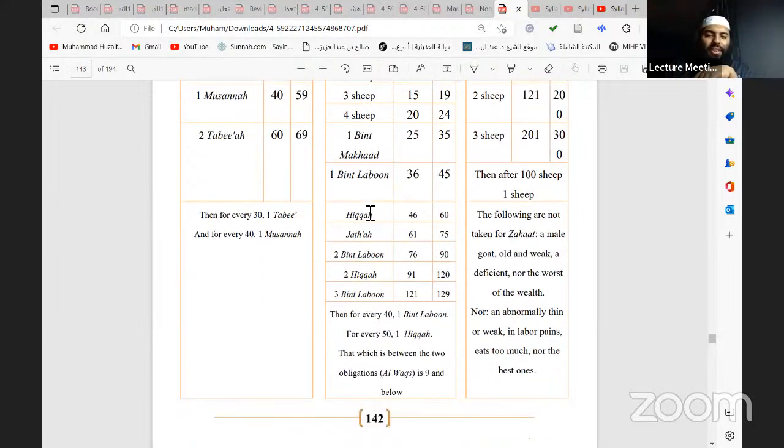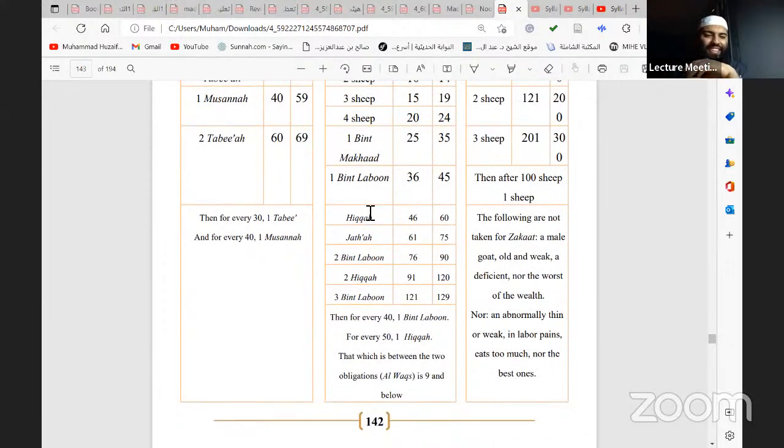Now there's the next part, which is a bit more confusing. All right, this is where your maths is really going to be tested now. Once you get past 129, at 130 onwards, what you do is you have to basically work out, for every 40, you'll have one bint laboon, and for every 50, one hiqqa. And that which is between the two obligations, al-waqs, is 9 and below, meaning you'll always get a leftover of 9 or below.